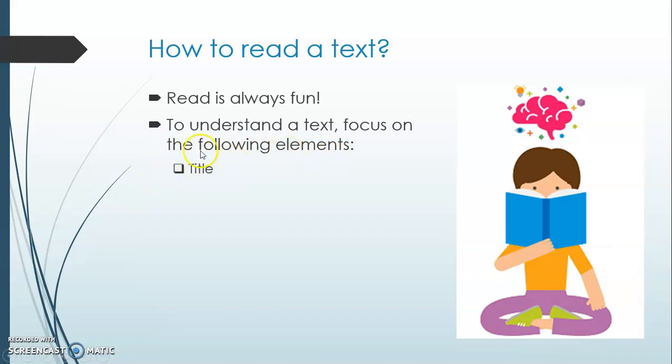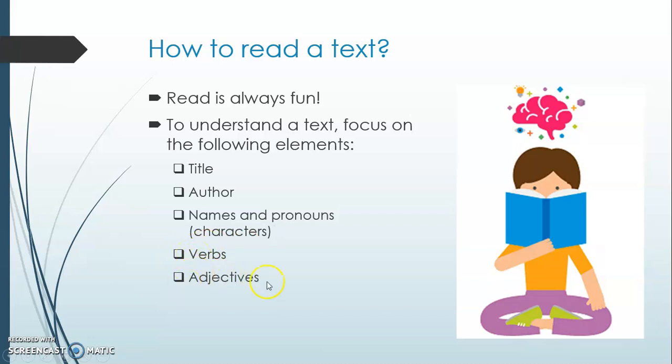First of all, guys, we're going to focus on the title. That is the first tip. Second, the author. Okay. Third, the characters. So we have to find the names and we have to find the pronouns in the text. After that, we check the verbs. In fifth place, we find the adjectives. In sixth place, the punctuation, guys. And finally, the vocabulary, okay? So we're going to check these 7 tips. We have 1, 2, 3, 4, 5, 6, and 7. We're going to check it one by one, okay?